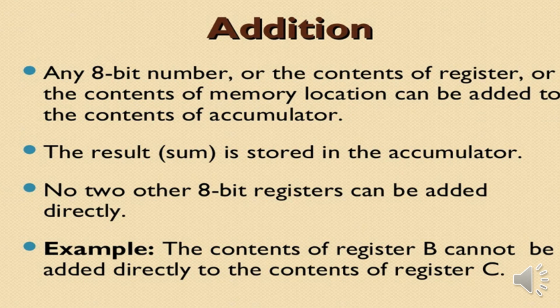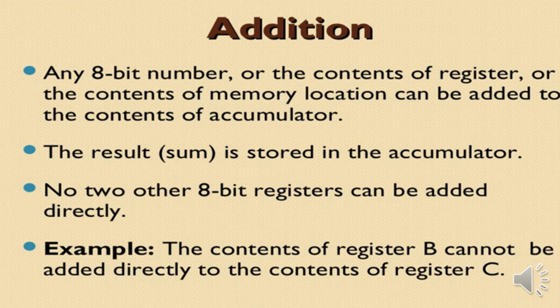Any 8-bit number, register content, or memory location content can be added only to the content of the accumulator. Other than the accumulator, addition is not possible. The result, the sum, is always stored in the accumulator. The accumulator is an 8-bit register, the A register, which stores the result of arithmetic and logical instructions. No two other 8-bit registers can be added directly. For example, ADD B, C is not possible, and ADD D, E is also not possible. Only the accumulator can be added with another register or a memory location.